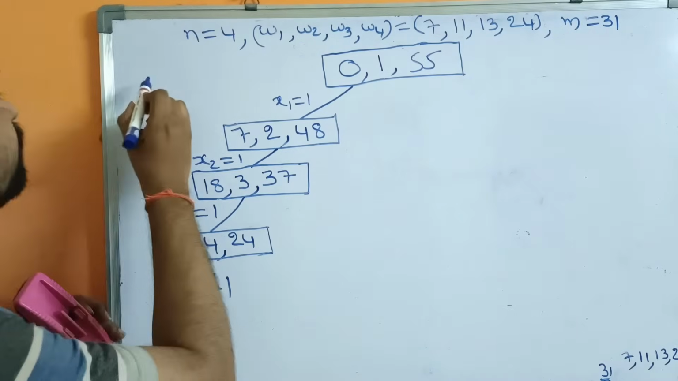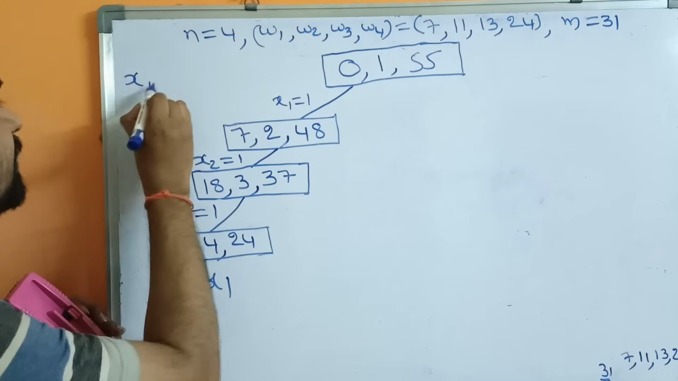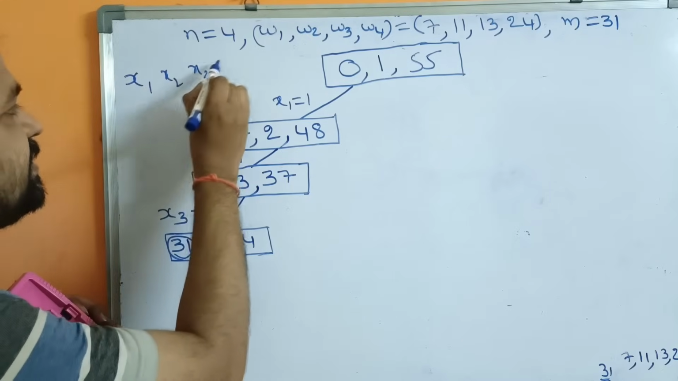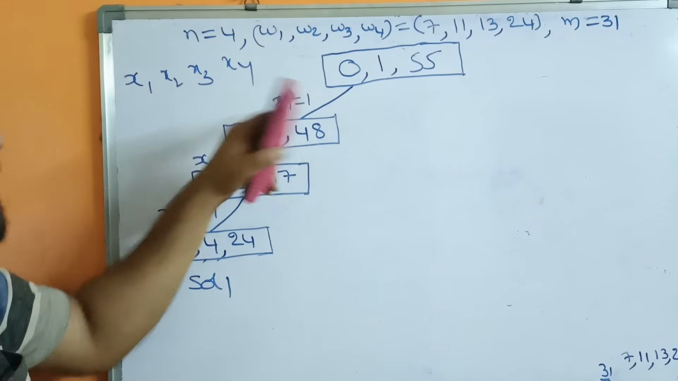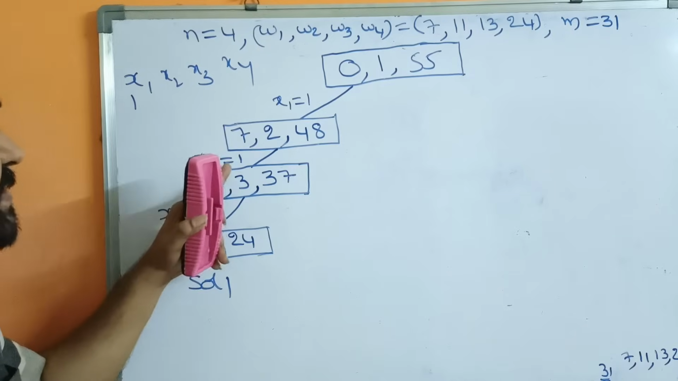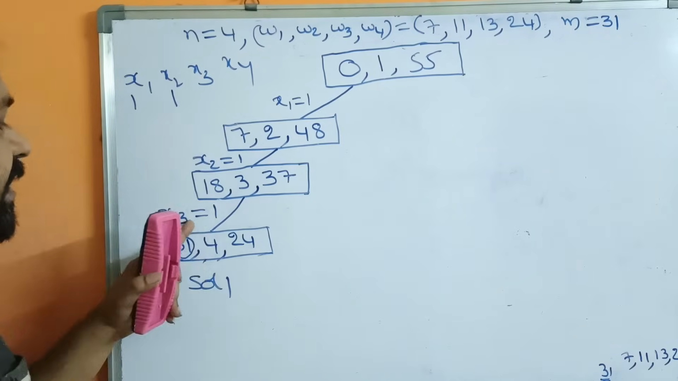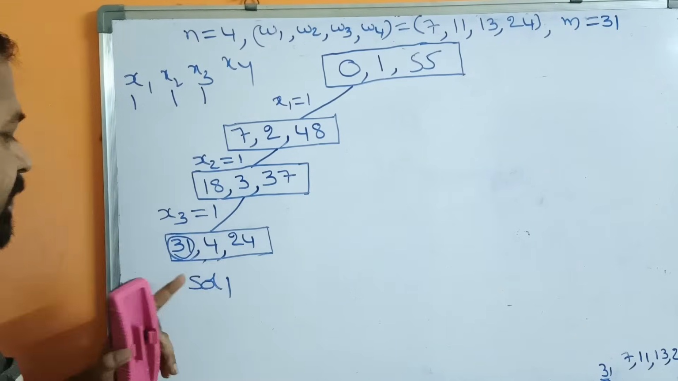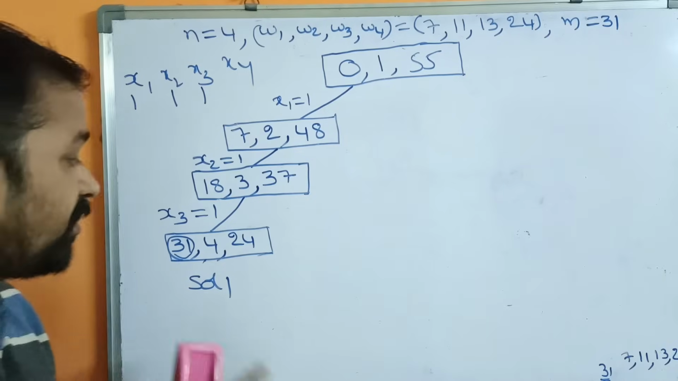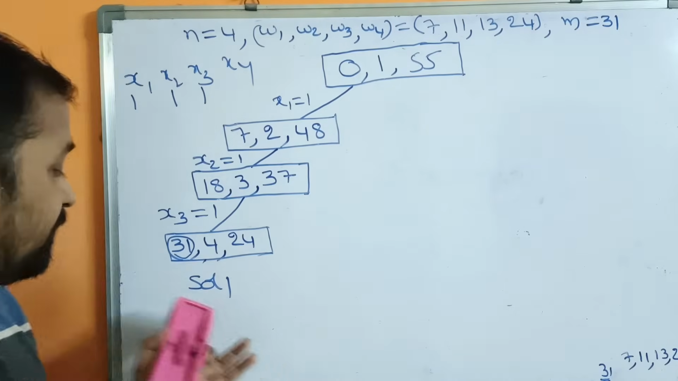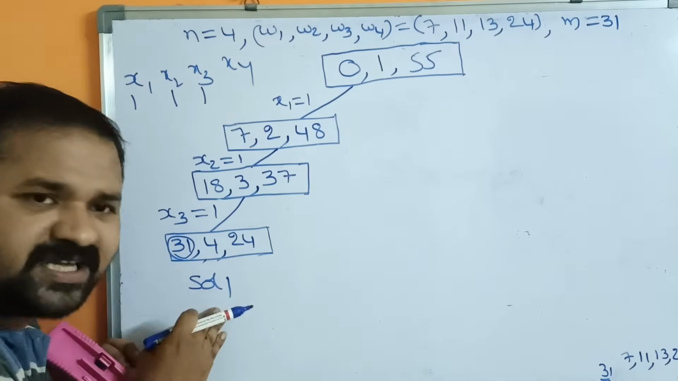Here 4 objects are given, x1, x2, x3, x4. What is the x1 value? 1. What is the x2 value? 1. What is the x3 value? 1. Next, what is x4? Here we are not considering the x4 value. Here we got the solution.